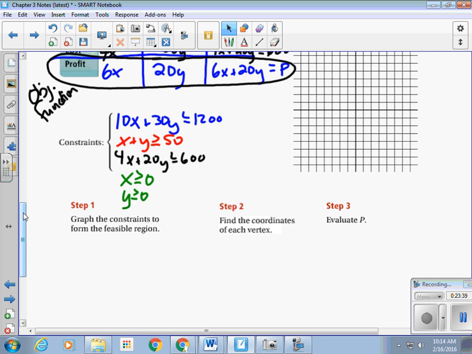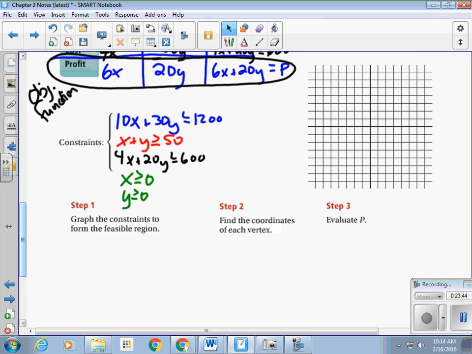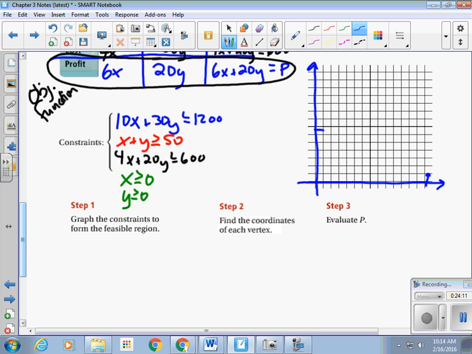So linear programming has 3 easy steps. The first step is going to be to graph the constraints to form the feasible region. Because I cannot be below the x-axis or to the left of the y-axis, we know everything above the x-axis is going to be in our feasible region, and everything to the right of our y-axis is going to be in our feasible region. And I'll show that in a second.